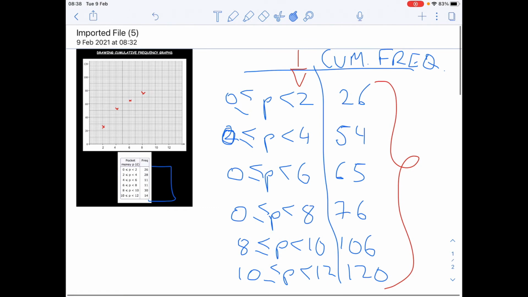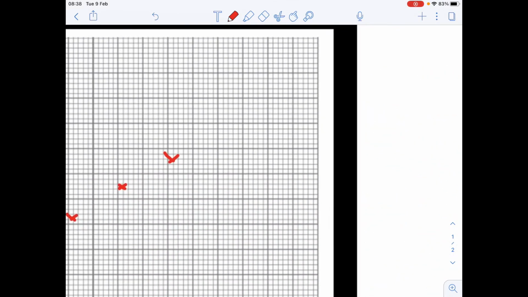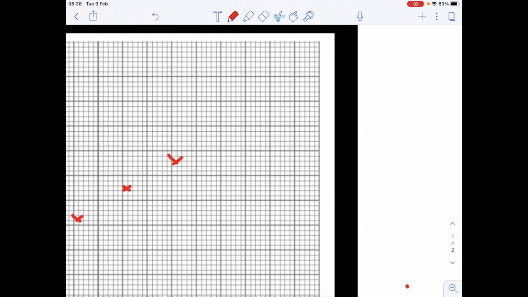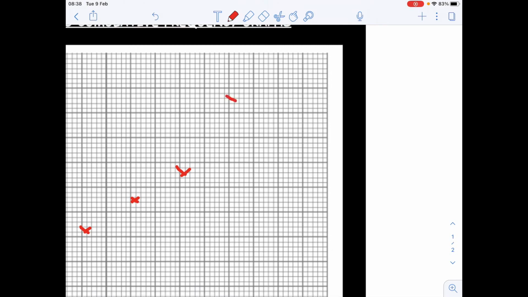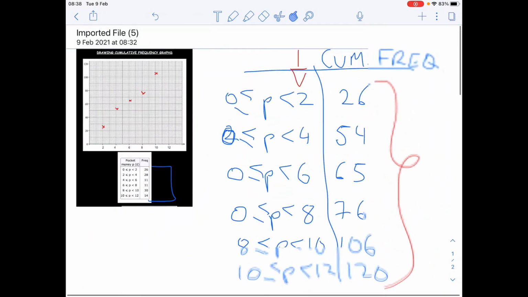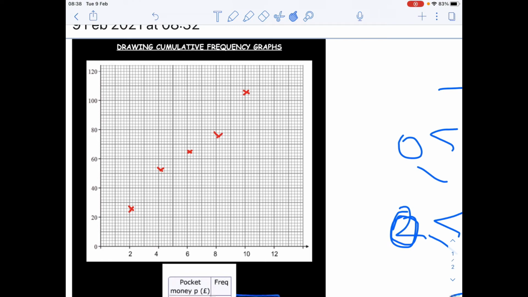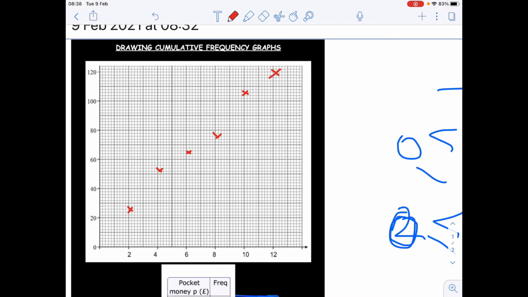At 10, I'm going to go up to 106. So at 10, 103 squares is that. Why is it not drawing? 106. There we are. And the last point is at 12. I'm going to go up to 120, because I've got 120 people in total. So at 12 and 120, it's going to go there. That's the last point.